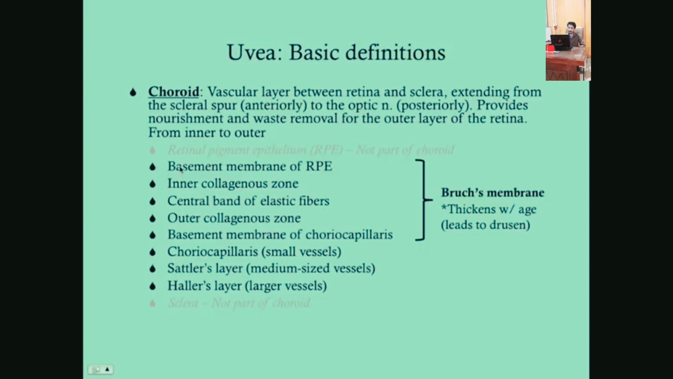And so working from inner to outer, we have a basement membrane of the retinal pigment epithelium, going all the way to the basement membrane of your choriocapillaris. This is Bruch's membrane. And then you also have a choriocapillaris, which is small vessels, Sattler's and Haller's layer, which are medium and large size vessels respectively. So this is the choroid, and it's primarily vascular, and it allows for nourishment and waste removal for the outer layer of the retina.